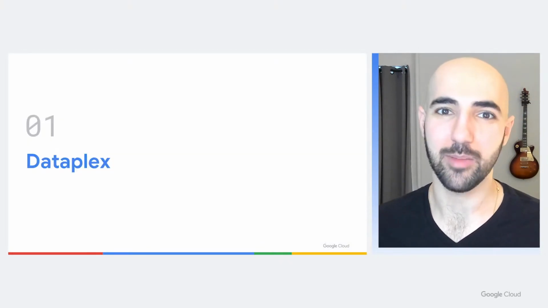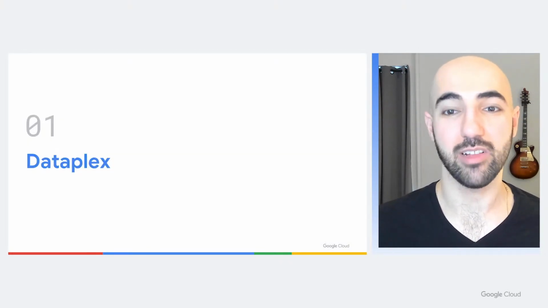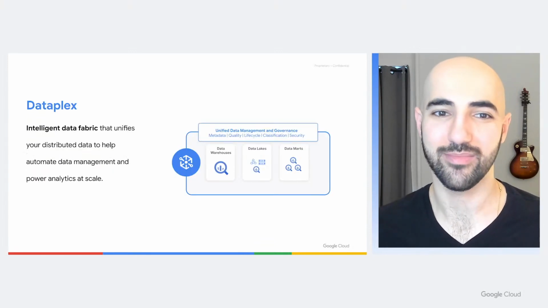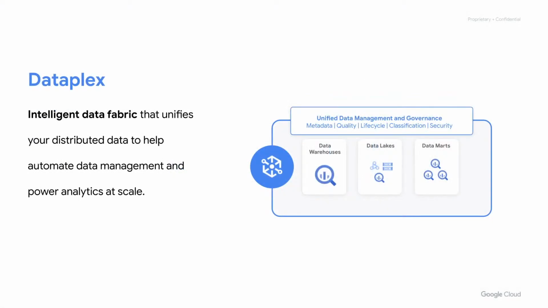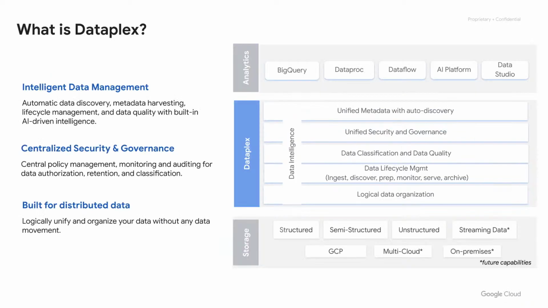First up, let's talk about Dataplex, a new product that is generally available as of last month. Dataplex is an intelligent data fabric that unifies your distributed data to help automate data management and power analytics at scale. Let's talk about what that means. Dataplex provides a wide range of features for intelligent data management. These include automatic data discovery, metadata harvesting, and lifecycle management. Additionally, Dataplex provides data quality with built-in AI-driven intelligence.